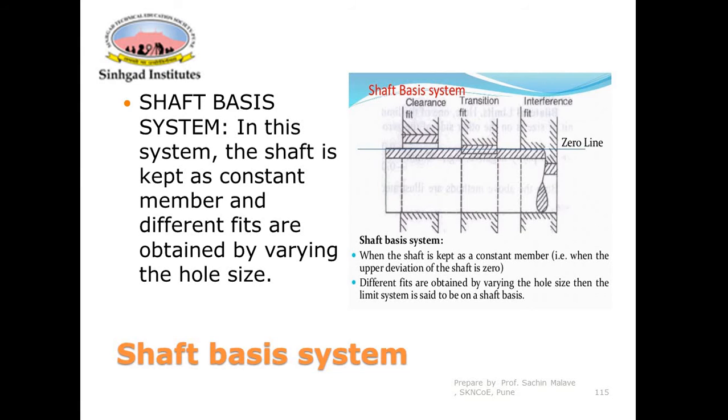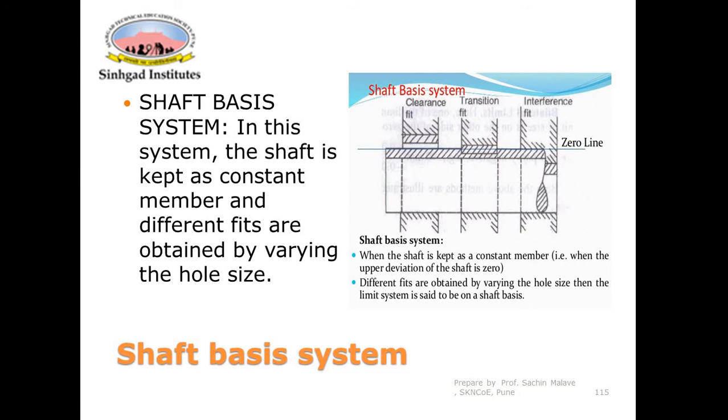So in order to get the clearance fit, choose the hole size from say this to this. The hole is chosen larger, the sizes of the hole are larger than the sizes of the shaft. This distance is less than either this distance or this distance. Similarly, for transition fit also, choose the hole size so that transition fit is obtained. And in case of the interference fit also, you can see these are the sizes of the hole 1 2.